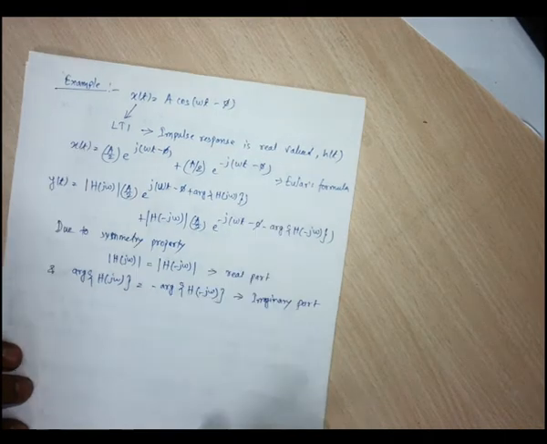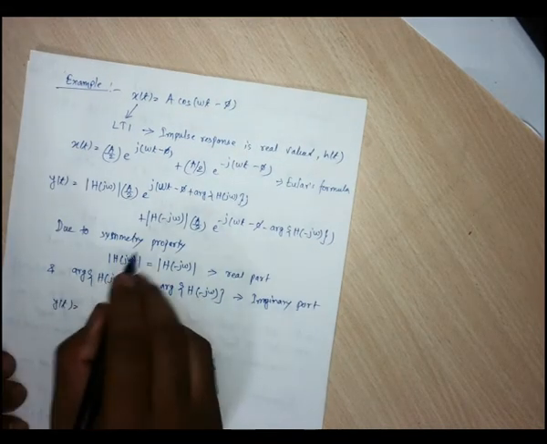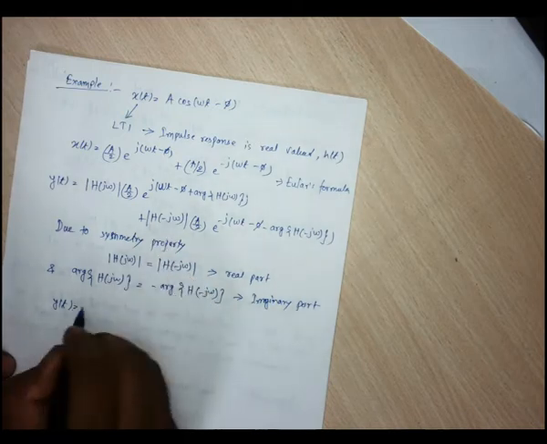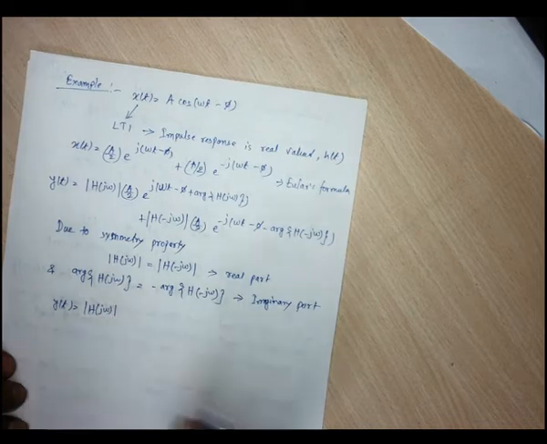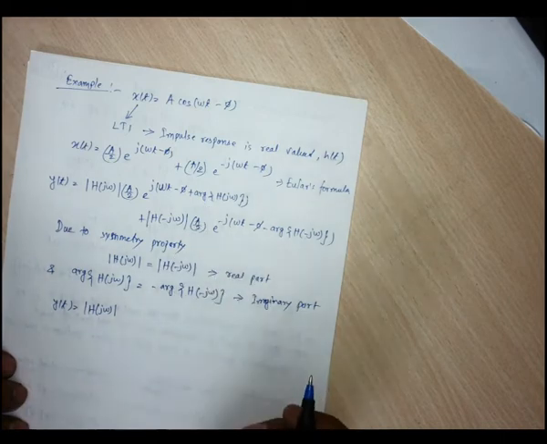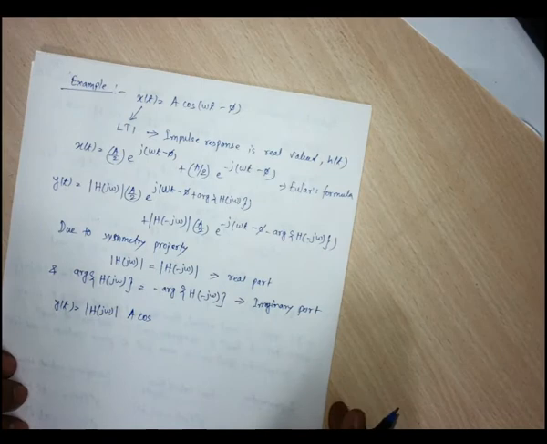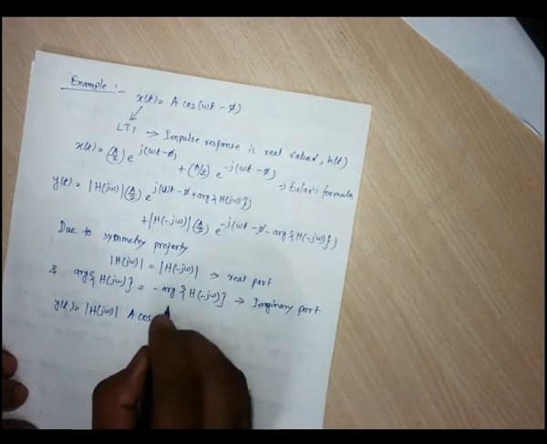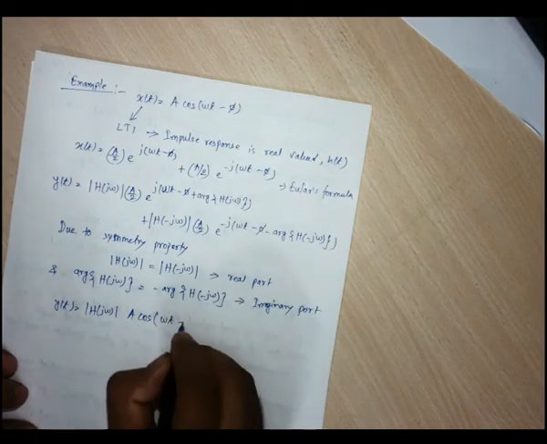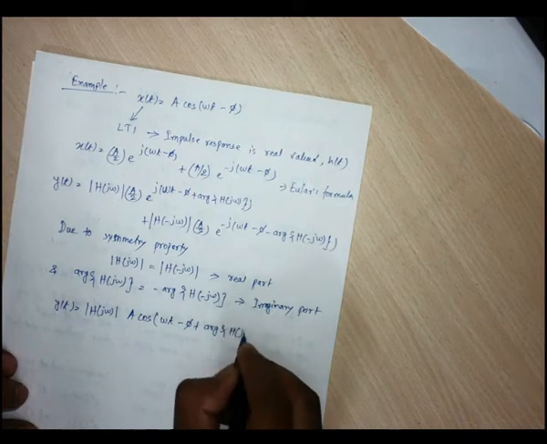Okay, so what can we write about this y of t? Y of t, we can use the same as this one. So the mod of H of j omega will be common. Then this part and this part will become a cos function. It is cos, the same as this one, with the only addition being in the argument: omega t minus phi plus the argument of H of j omega.